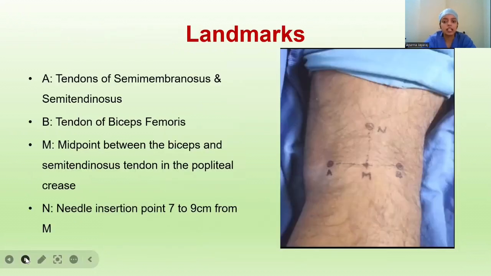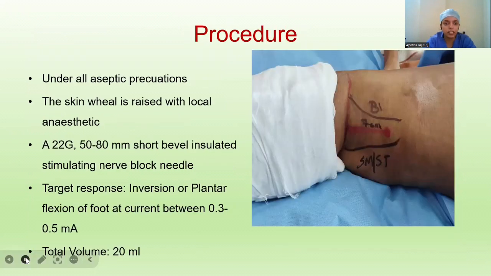Landmarks for the classic technique: you have to palpate for the tendons of the semimembranosus and semitendinosus medially, the tendon of biceps femoris laterally, and the popliteal crease below. This forms the triangle. From the popliteal crease, you choose the midpoint of that line and draw a perpendicular line extending 7 to 9 centimeters, and that marks your needle insertion point.